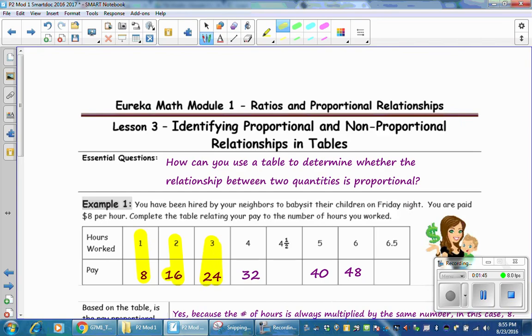So to find the amount for 4.5 and 6.5 hours, you would still multiply by 8. So 4 times 8 is 32, and then for half an hour you would get $4, so 32 plus 4 more dollars is $36. And for 6.5 hours, 6 hours times $8 each is $48. And then for the half hour, you would earn an additional $4, so that your total is $52.